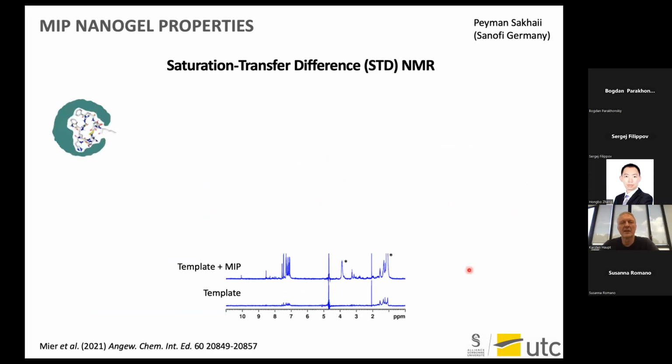So as you can see here, we have the template peptide alone. This is just the STD spectrum of the template. And since we use the frequency where the peptide doesn't absorb, we will not have much signal. But now if we add a little bit of MIP, the saturation of the MIP will be transferred to the peptide, and suddenly we see the peaks of the peptide appearing little by little, because this is a cumulative effect. The longer we wait, the higher these peaks will become.